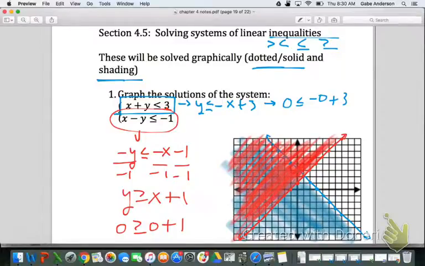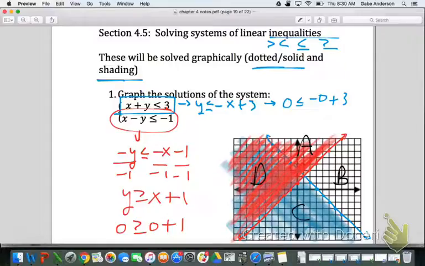So can you guys see where the shadings overlap? Okay, so if I were to label these regions, there's really 4 of them. If I were to label them A, B, C, and D, which region would be your answer region? D. D would be your answer region. Okay? So really what that means is if you pick out any ordered pair from region D, it will work in both lines. Any ordered pair from region D will work in both lines.